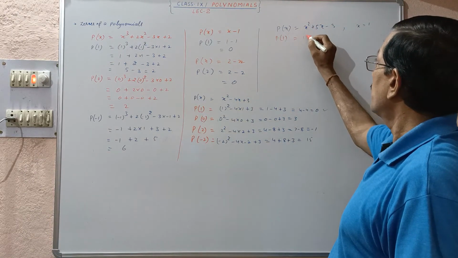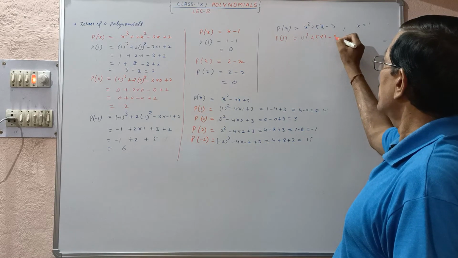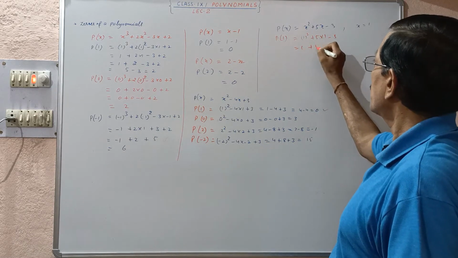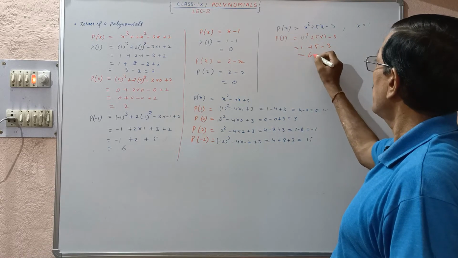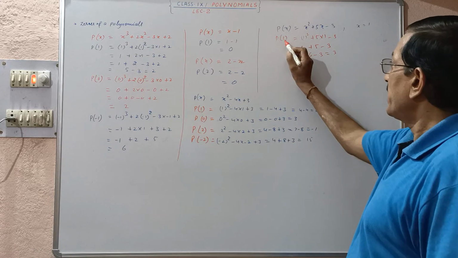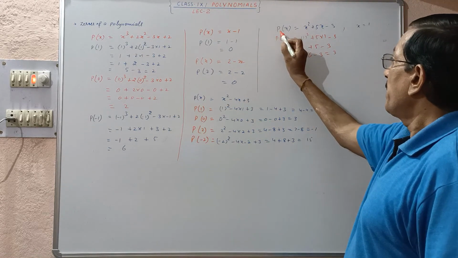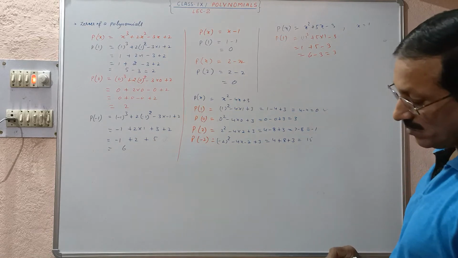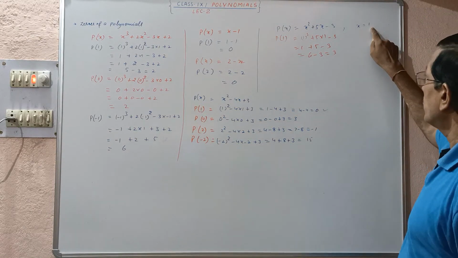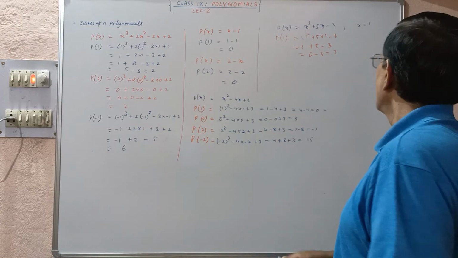That means we will find 1 squared plus 5 into 1 minus 3, that is 1 plus 5 minus 3, that is 6 minus 3 equal to 3. The value of p(x) at x equal to 1 is 3. So p(1) equal to 3. It means x equal to 1 is not a zero of this polynomial p(x).